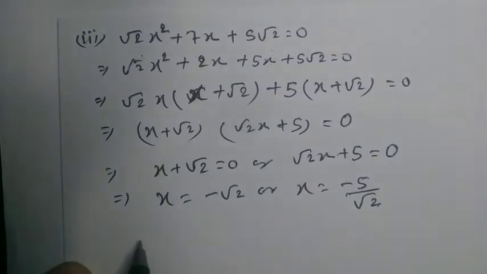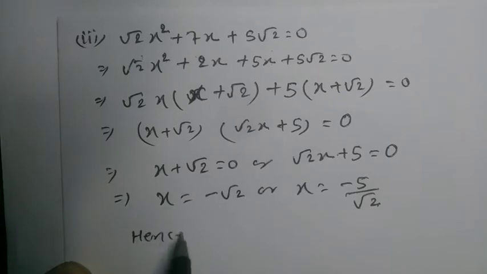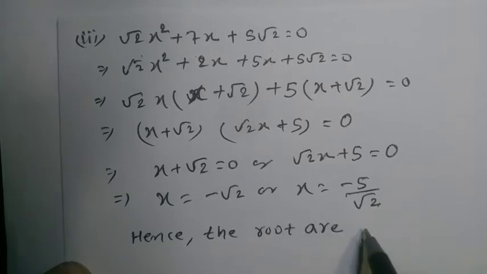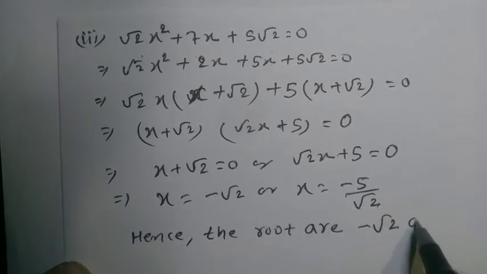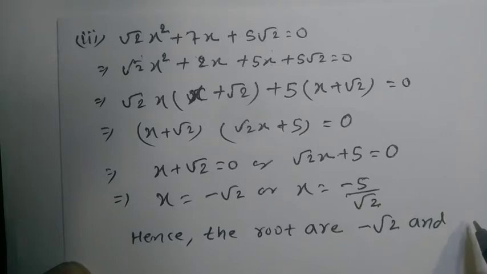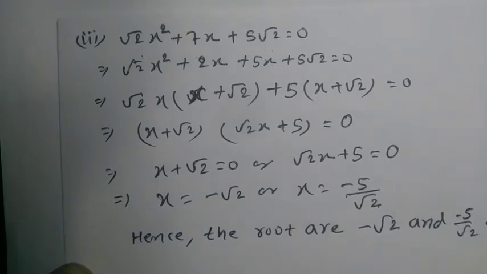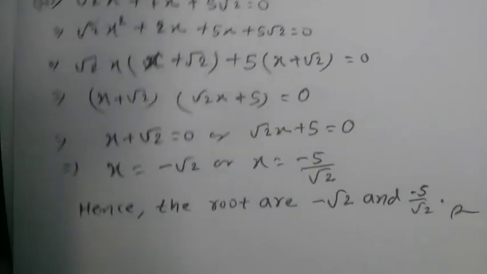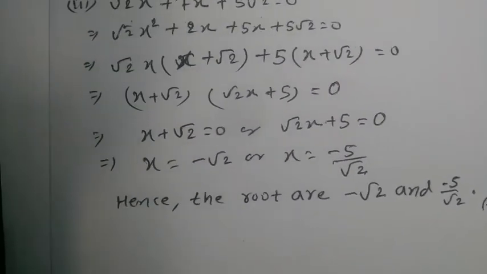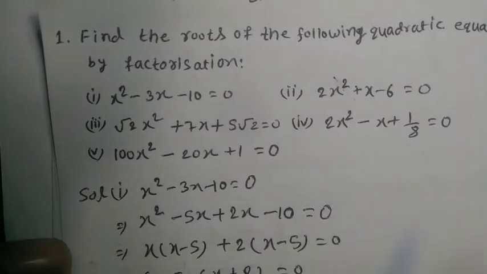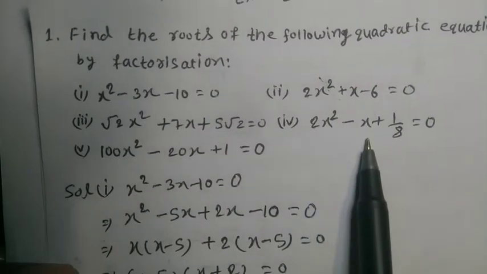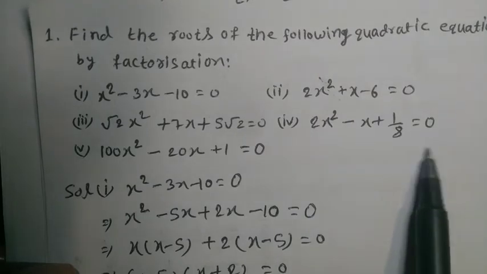Hence the roots are minus root 2 and minus 5 by root 2. That is our answer. Now the fourth question is 2x square minus x plus 1 by 8 is equal to 0.